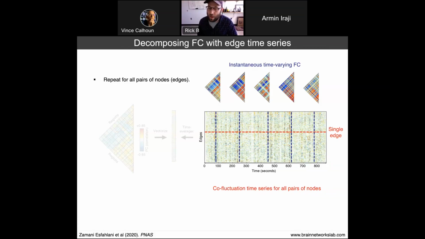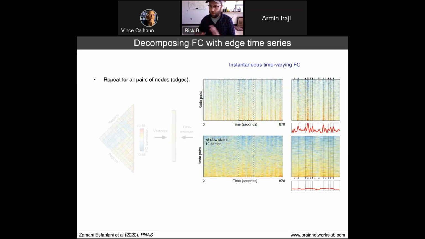I actually regret using the word FC here because we're not measuring a correlation. We're measuring instantaneous cofluctuations. We can still treat it and model it as a network, but I have no expectations that this should behave like a correlation. It is unbounded in principle. It is not the same as time-varying connectivity with a sliding window and correlations. I want to make that point. So it gives us these time-varying properties.